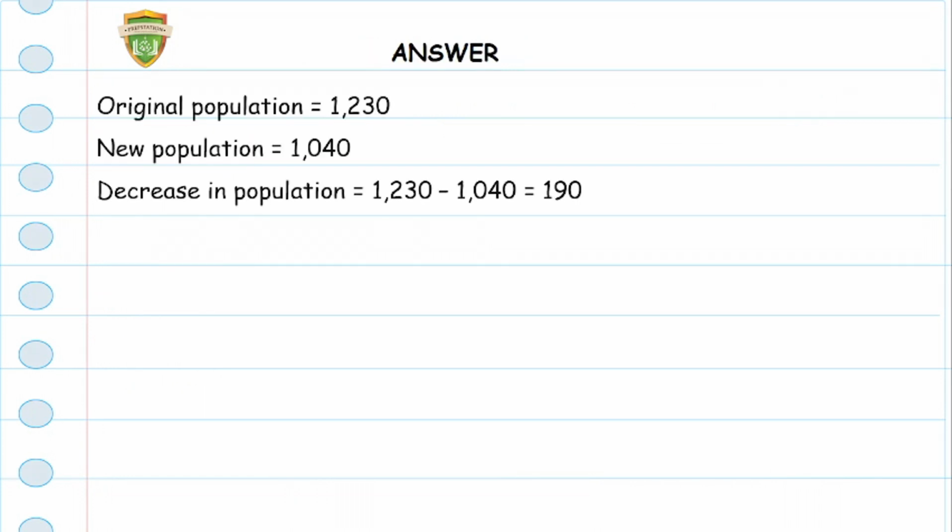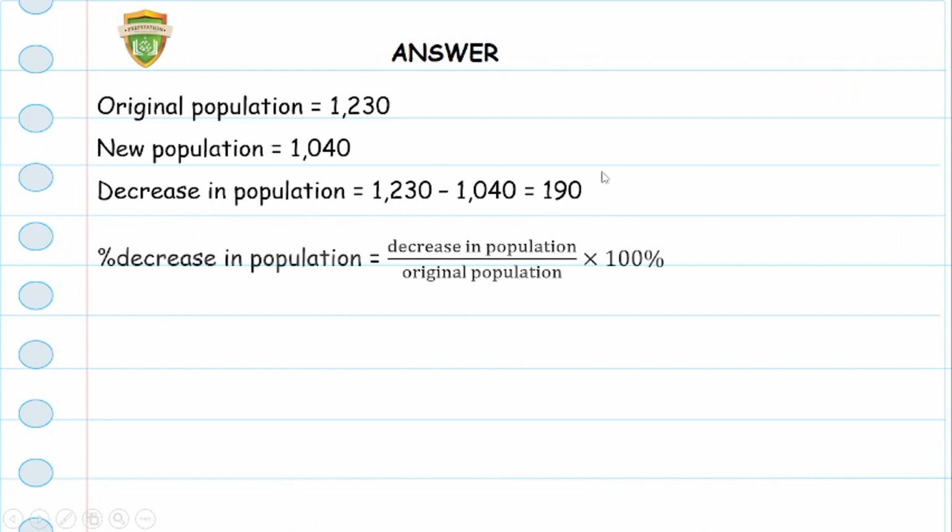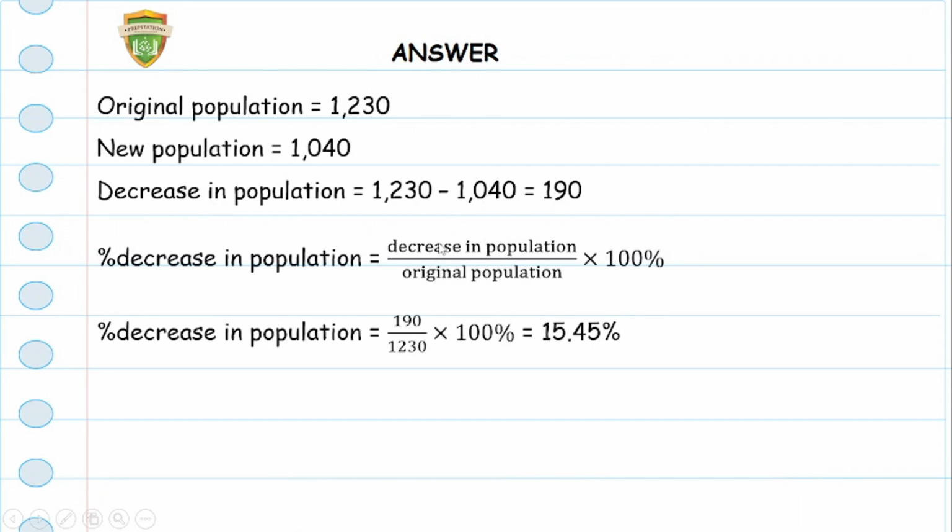for our percentage decrease, we'll first write out the parameters we're given. We're given the original population to be this, the new population to be this. So the decrease in our population will be 190. And so percentage decrease in population will be decrease in population all over original population multiplied by 100 percent. And so we know that our decrease in population is 190. The original population is 1,230. When you multiply, you get 15.45%. And that is actually option D.